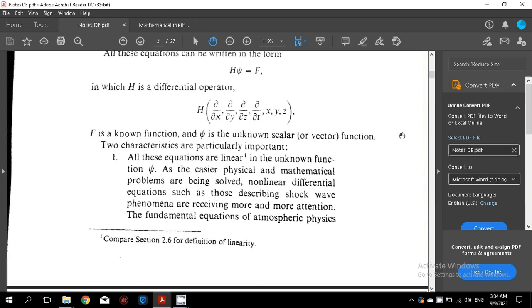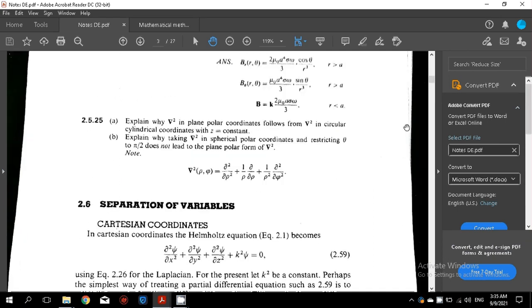Okay, my next topic is this one, separation of variables. Now, why is separation of variables required here? Because all these equations we have seen above are partial differential equations of second order. Before we actually solve a differential equation, we need to convert this partial differential equation into ordinary differential equations.